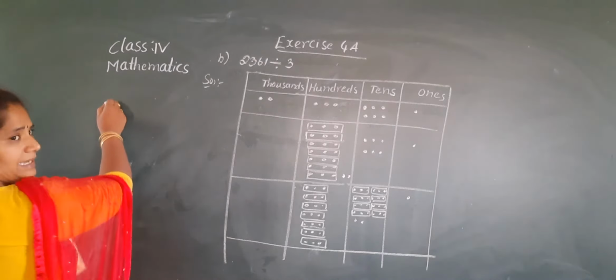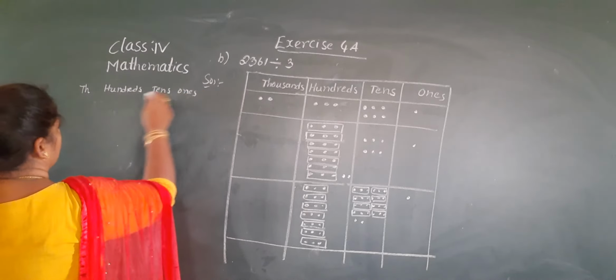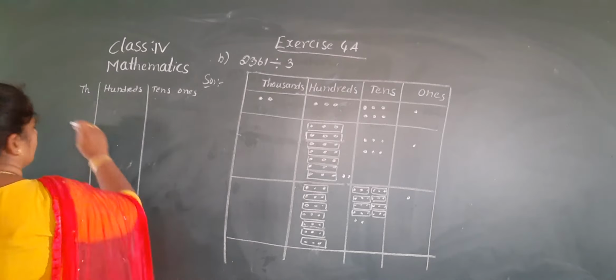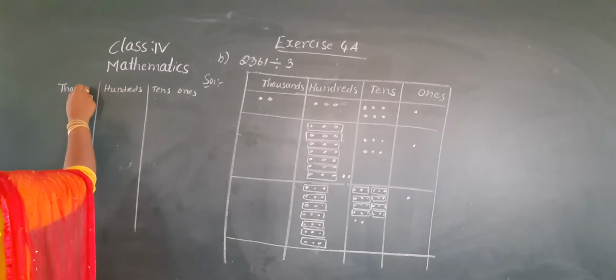Can you see the board? Yes. See, thousands, hundreds, tens, ones. Here, there is no thousand, so leave that one. And hundreds, how many groups?